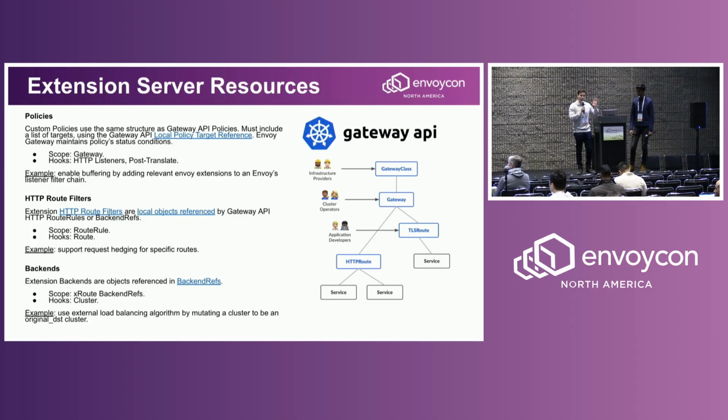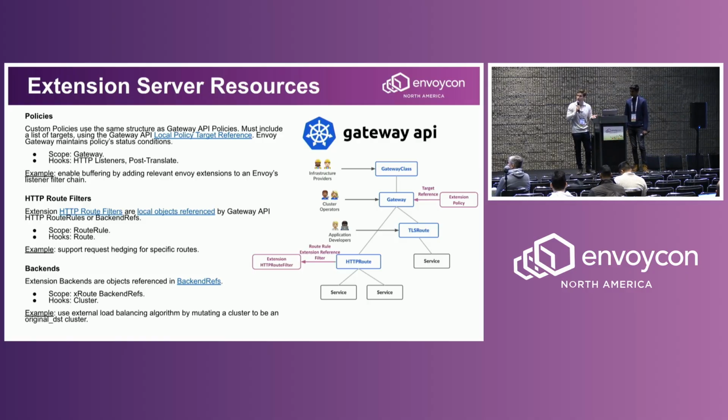There are three major extension server resources that we have in the model. First, we have policies. Policies attach in Envoy Gateway right now to gateways. They have a target reference section that defines the scope of their attachment, and they can be used as context for HTTP listener hooks and the post-translation hook. So the buffering policy that I presented in a previous slide is an example of that. But we can also apply route level extensions using custom route filters.